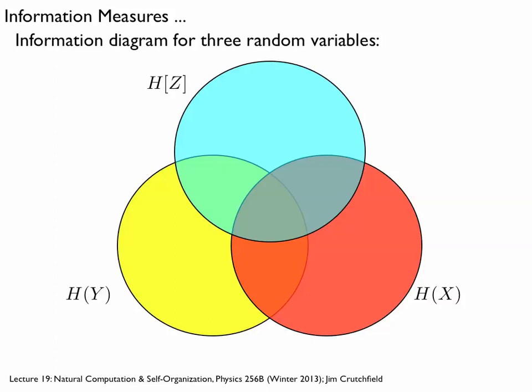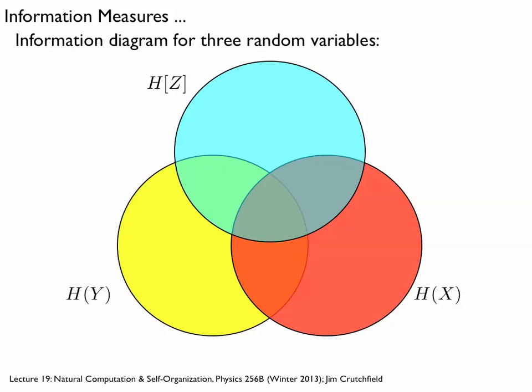Okay, so here's x, y, and now z is the new variable. And I put three circles here, and the way I place the circles, it allows each of the random variables to have all possible intersections and non-intersections with other random variables. So there's a piece of x, y, and z that doesn't overlap any other place. There's a piece that overlaps between x and z, between x and y, between z and y, and then there's a part that overlaps all three.